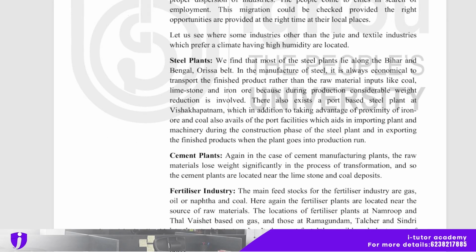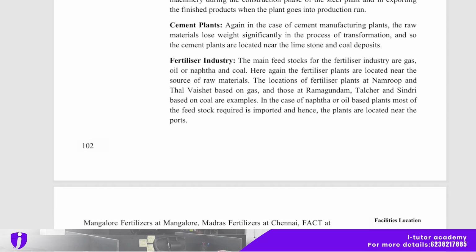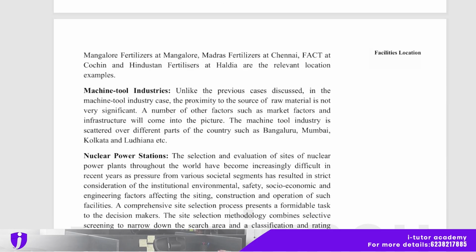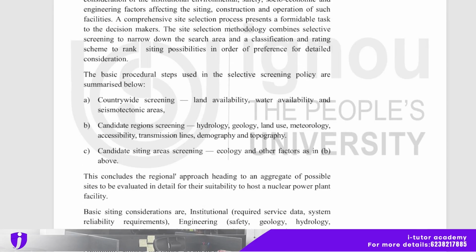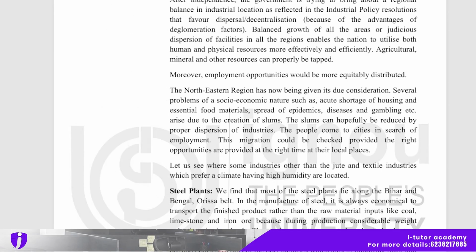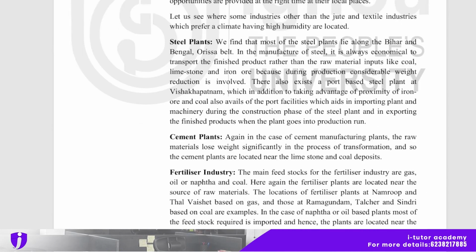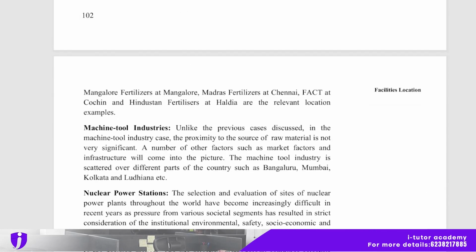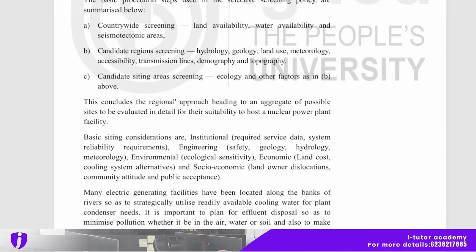So let us see where some industries other than the jute and textile industries, which prefer a climate having high humidity, are located: steel plant, cement plant, fertilizer industry, machine tool industries, nuclear power stations, and these are the different industries in the different areas and how it will work. So please read your study material parallelly with this video, so it will be clearer for you.